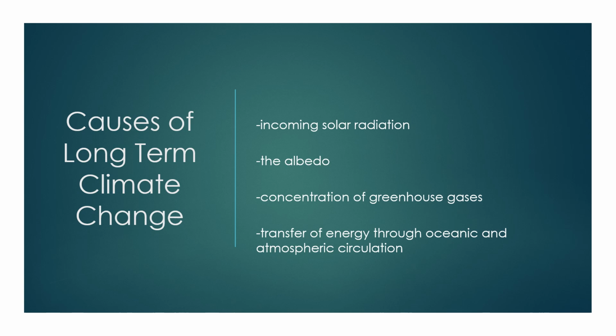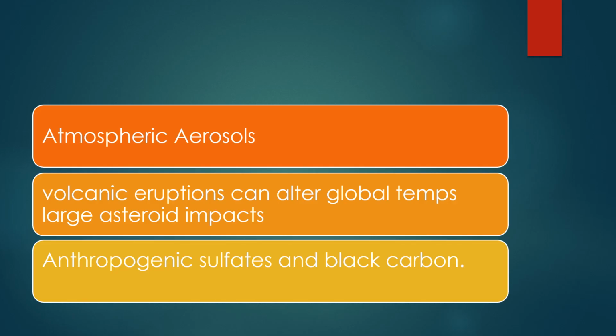So the following slides that we're going to go through are going to describe several different kinds of mechanisms of climate change. Okay, so first one is atmospheric aerosols. What are atmospheric aerosols? Well, those are the non-gaseous particles in the atmosphere, right? We know we have permanent gases, variable gases, but the non-gas particles in the atmosphere, we consider them aerosols.